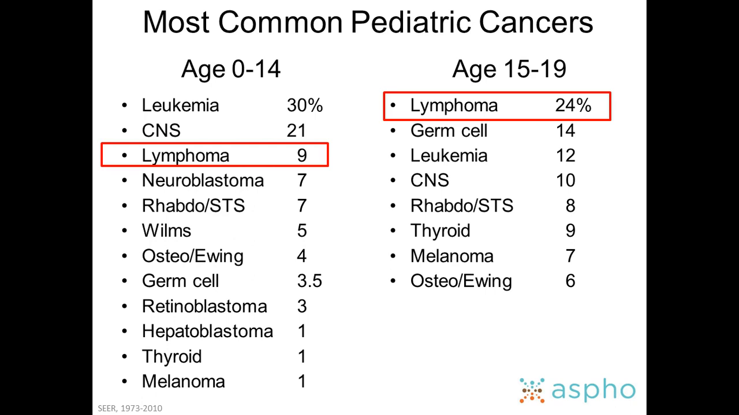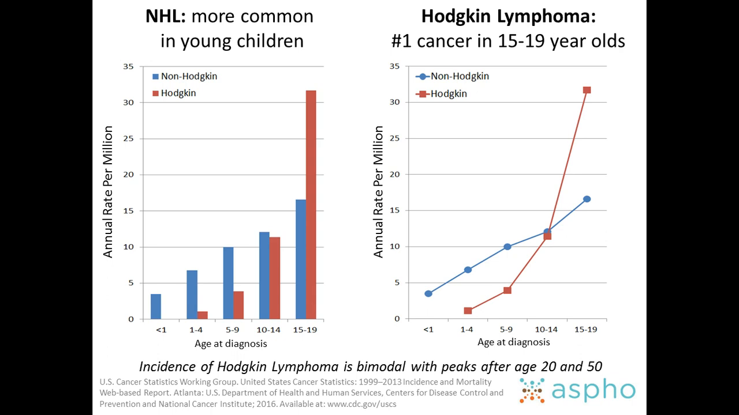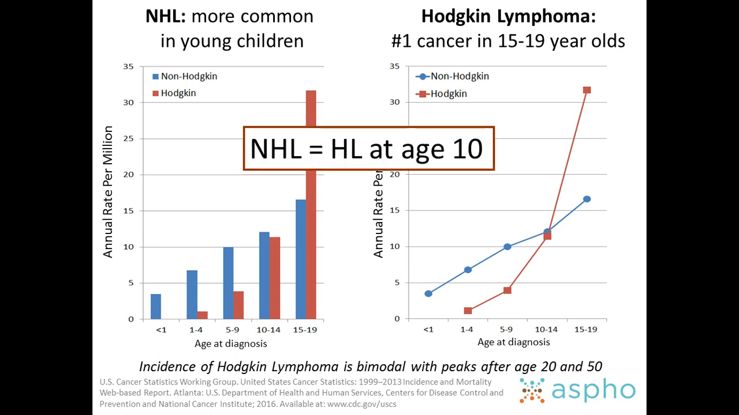Lymphoma is the 3rd most common cancer in children aged 0 to 14, and the #1 pediatric malignancy in the narrow age group of 15 to 19 years. The epidemiology is important. As you can see on the left, non-Hodgkin lymphoma is in blue, and you can see it is more common than Hodgkin lymphoma in younger patients. But once they get older, Hodgkin lymphoma becomes the #1 cancer in 15 to 19-year-olds. And importantly, the age at which those lines cross is about 10. So if they're less than 10, NHL is more common, and if they're greater than 10, Hodgkin is more common.